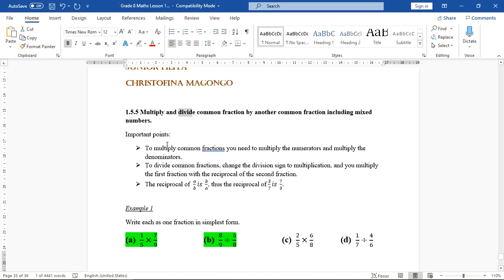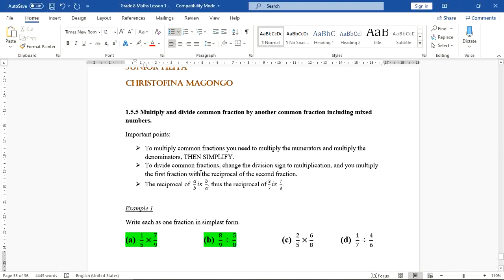Okay, so these are the important things that you need to remember. To multiply common fractions, you need to multiply the numerators and multiply the denominators. Once you do that, you should then simplify. So you should look out for the highest common factor, then simplify. By now you know how to simplify a fraction.